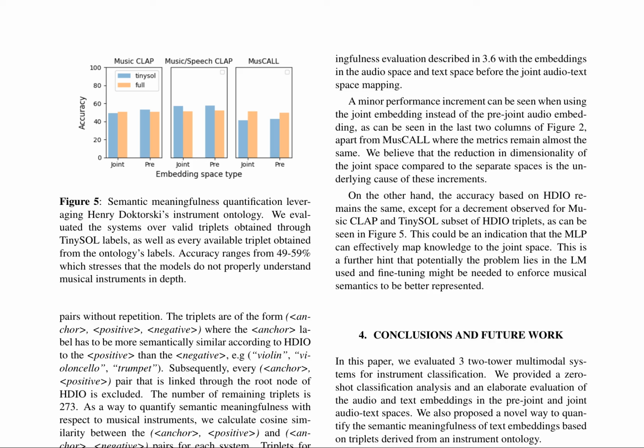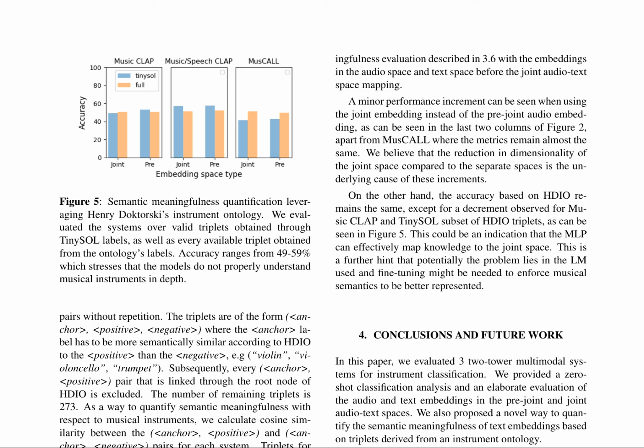Researchers evaluated 3 two-tower multimodal systems for instrument classification, conducting a zero-shot classification analysis and a comprehensive evaluation of audio and text embeddings in both pre-joint and joint audio text spaces. A novel method was introduced to quantify the semantic meaningfulness of text embeddings using triplets derived from an instrument ontology. Experimental results indicated that audio encoders are of high quality, suggesting that alignment issues may be attributed to the text branch and/or the joint audio text space mapping.